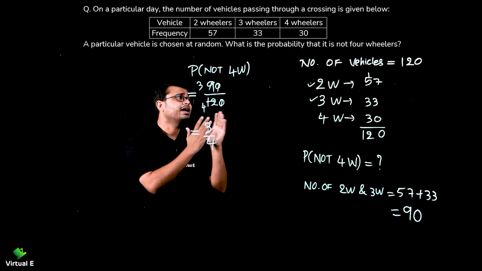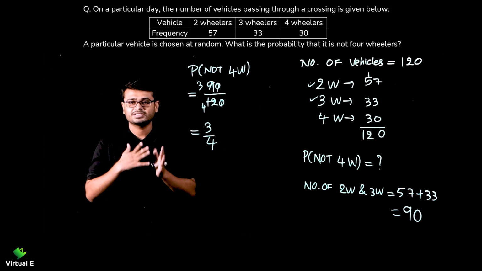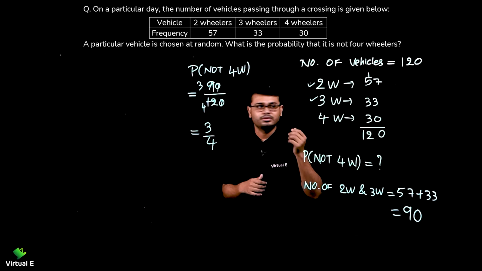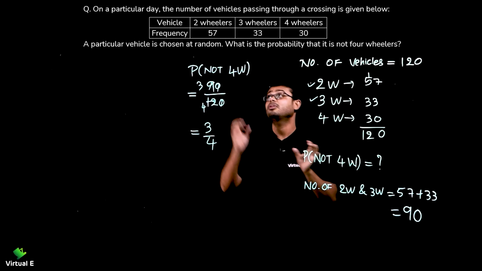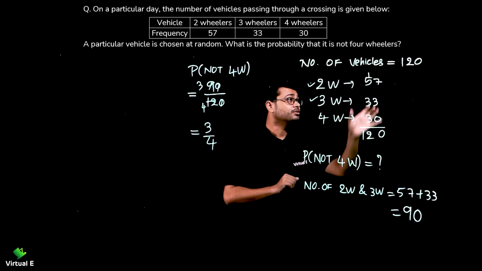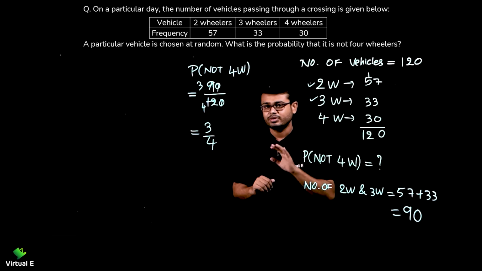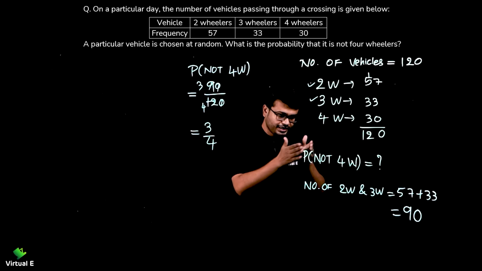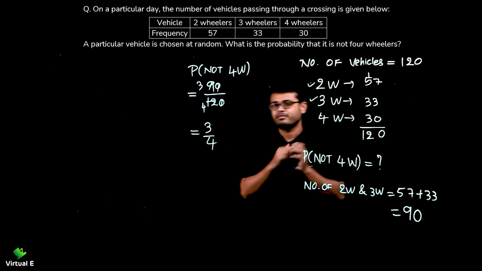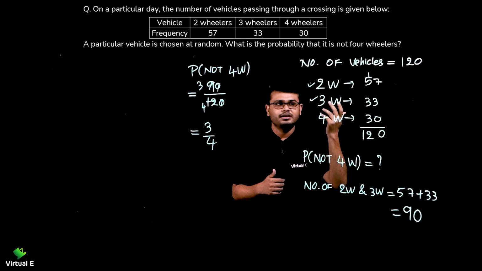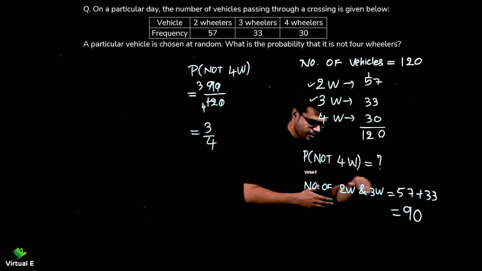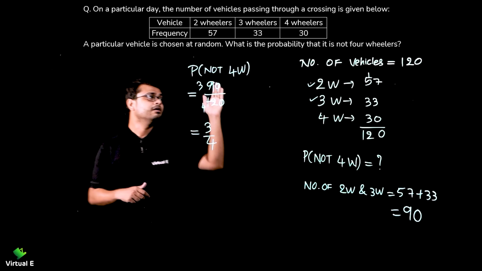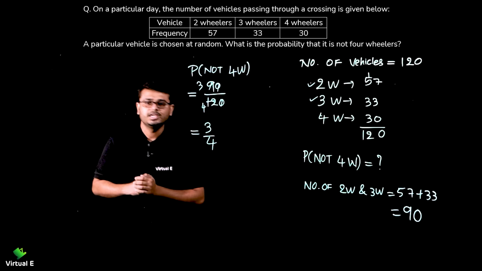In this question, we were not given the total number of outcomes, basically trials we can say, or in this case, the total number of vehicles. So what did we do? We added all the frequencies that we were having to get the total, that is 120, right? Afterwards, we wanted to find the probability of not four-wheeler. So we take two-wheeler and three-wheeler combined. That's 90. So 90 over 120, that is 3 by 4, is the probability.